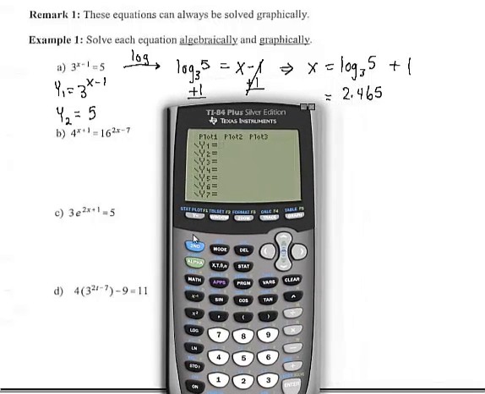Alright, so we go to our y editor, we type in 3 exponent x minus 1. I don't need the parentheses. Enter. And then on our second line we enter 5, and now we graph it.